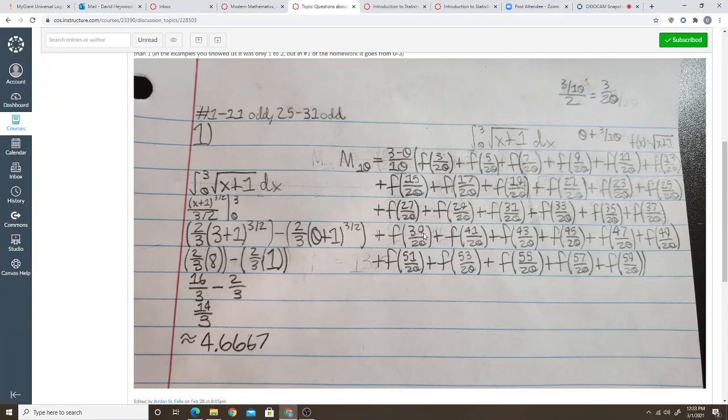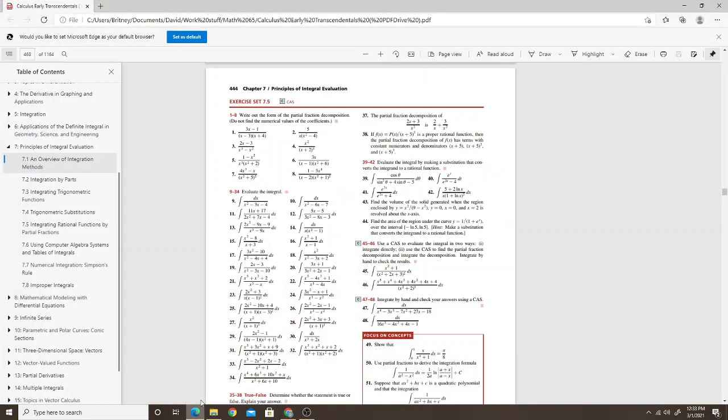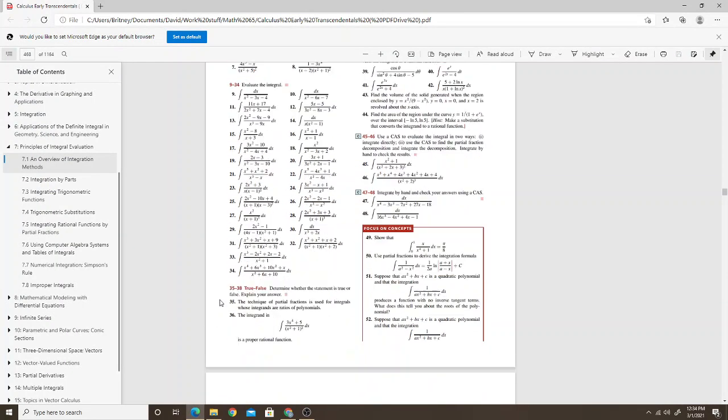All right, so I want to answer these questions that Jordan posted, 25, 27, 29 from 7.5. Let's take a look. So 25, 27, 29, they're all about these partial fraction type of things. And his question specifically was how to find the constants. So let's run through them.